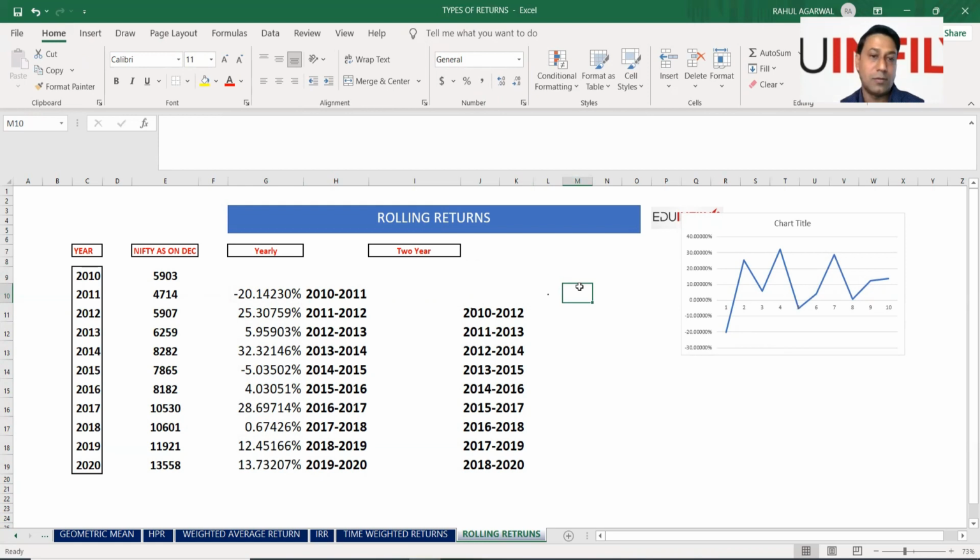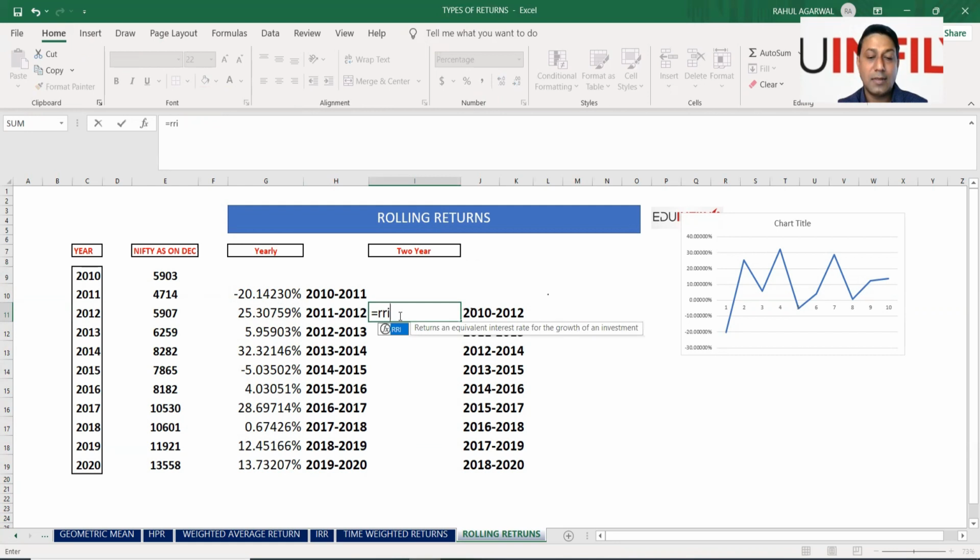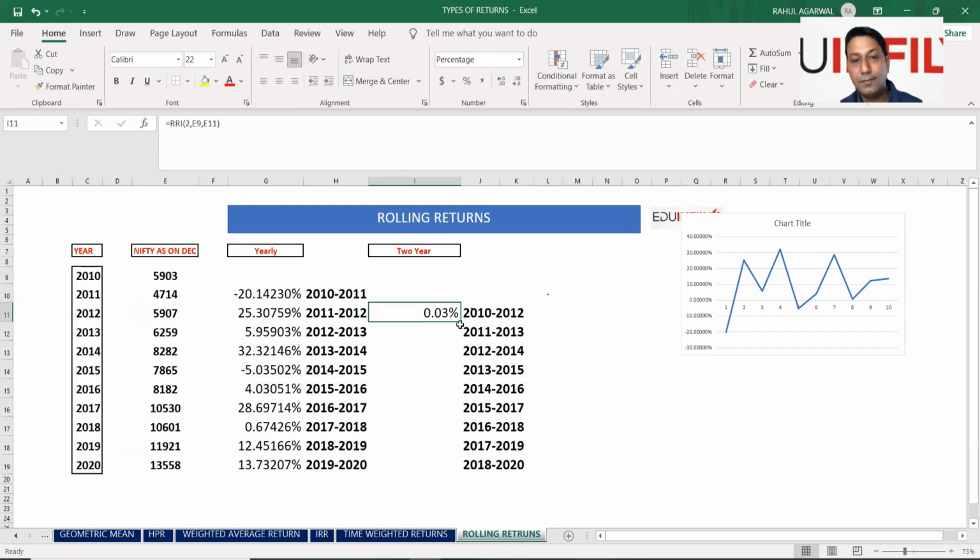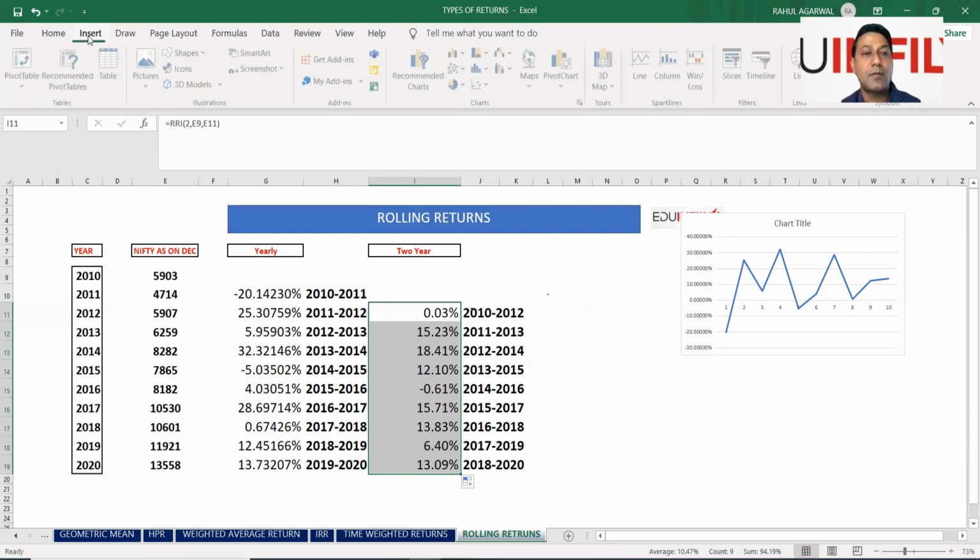Now we can calculate for 2 years also, right? When I make the brackets of 2 years, this is 2010 to 12, this is 2011 to 13, then 12 to 14, then 13 to 15, then 14 to 16. That's how I'll make the groups of 2 years. Now, at 2012, what is my return? RRI. You can simply use the RATE formula also if you want. NPER is 2, PV is this, and FV is this. So hardly there is any return, right? So you can see this. And then just drag it. So now you have the 2 year return, in the bracket of 2 years. Again, you can plot it on a chart.